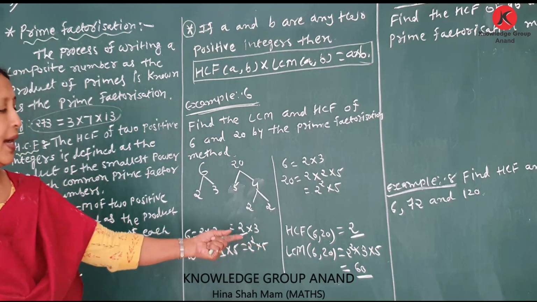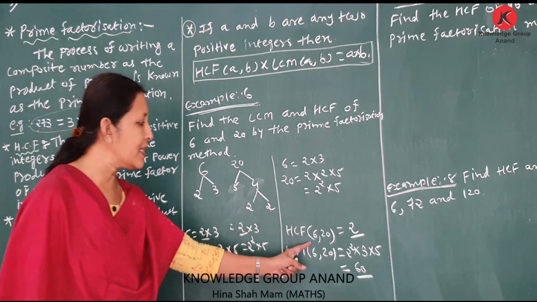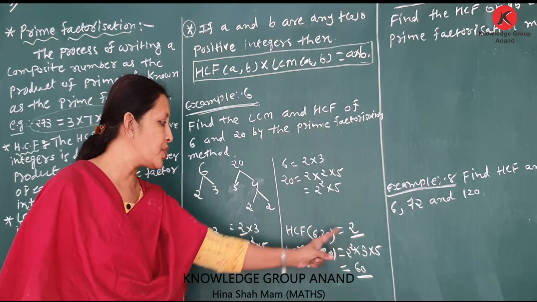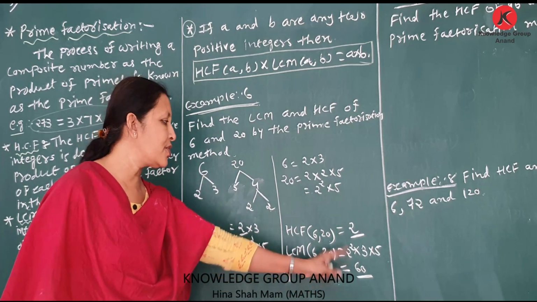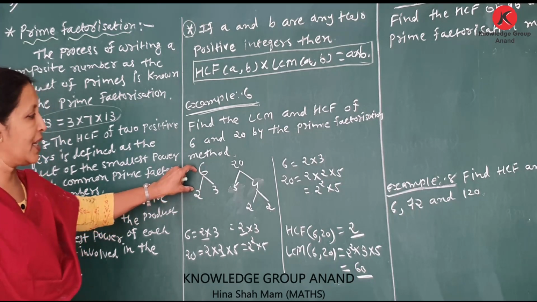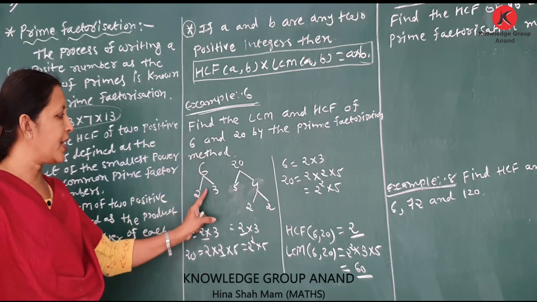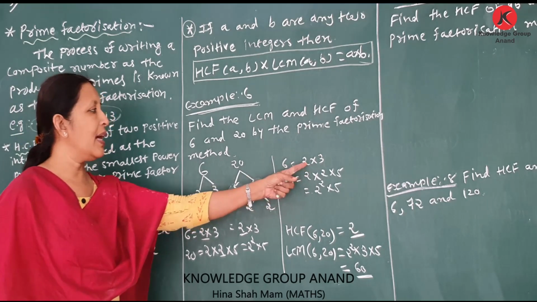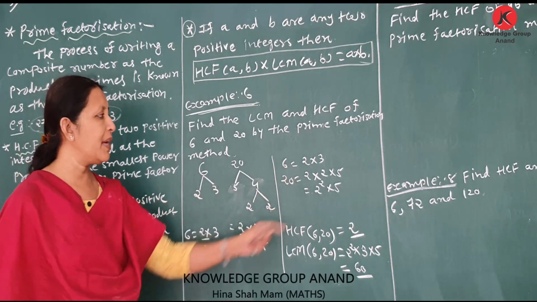Find HCF and LCM of these numbers 6 and 20. HCF is equal to 2 and LCM is equal to 16. You write the tree method. This method is called the tree method for prime factorization. Here, the fundamental factorization method.